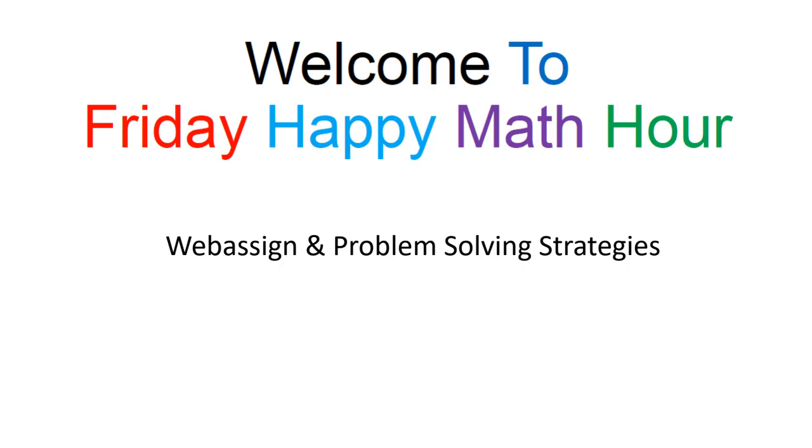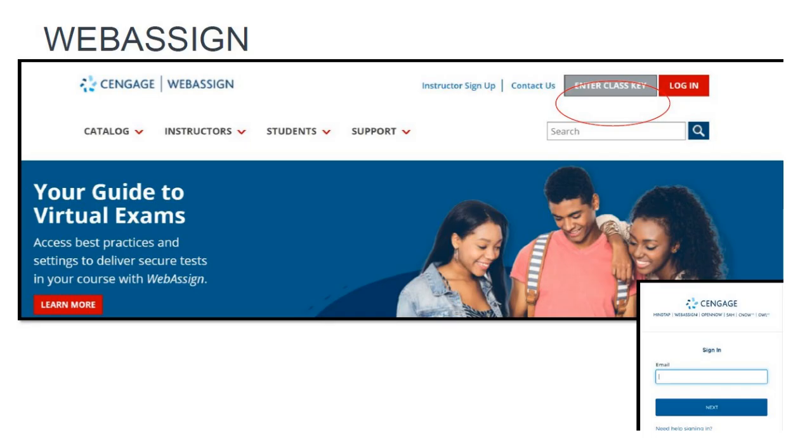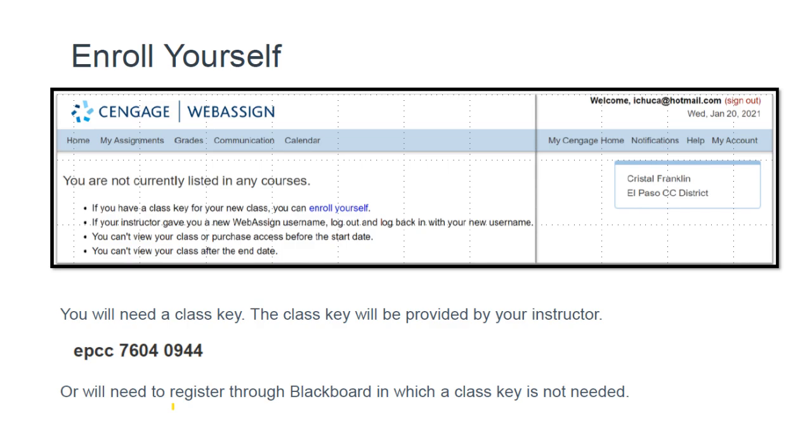All right, so we'll get started. So I'm going to talk about Math 1332, but first I'm going to go over Webassign. And Webassign is basically the homework tool that you'll be using for your class. And so if we go ahead and start here, there's really two ways that you might enter Webassign. One way is using the class key that your instructor will provide to you. But there's some instructors who don't use a class key and they use a connection with Blackboard. So these are the two ways.